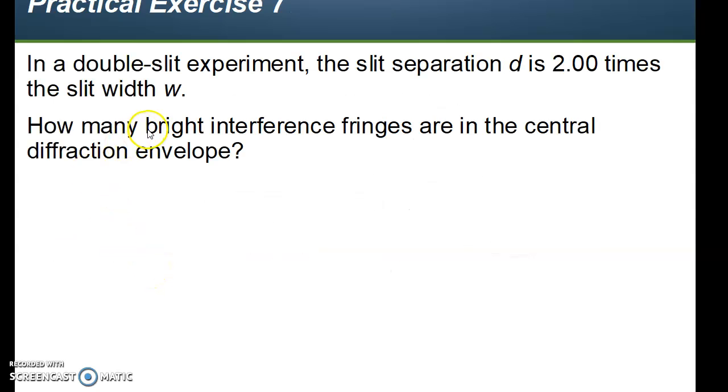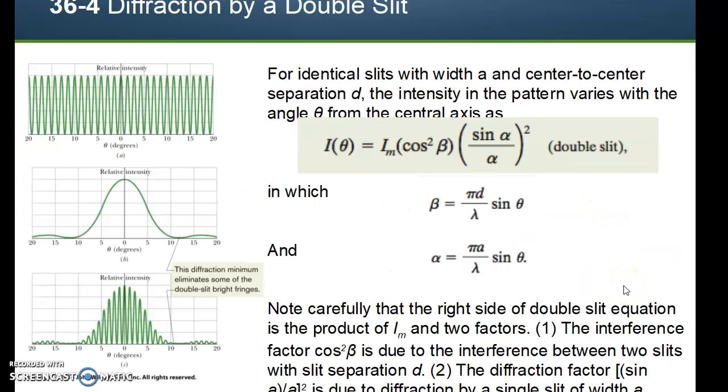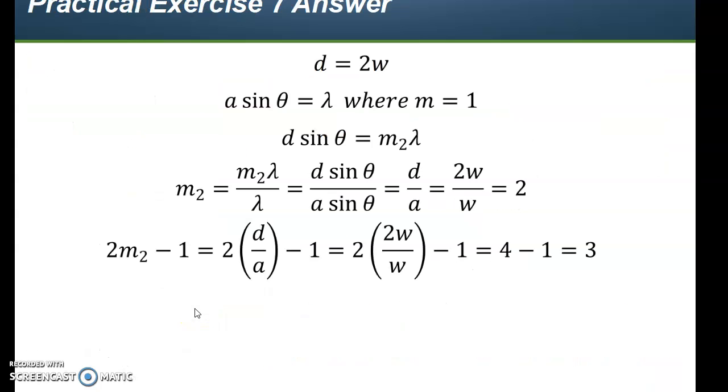Again, how many bright interference fringes are there in the central diffraction envelope? And the answer is 3. That means what you're doing is you're going back here and saying, how many of these do you encounter before you get to this first minimum? And what you're calculating there is showing that there are 3 of those different ones.